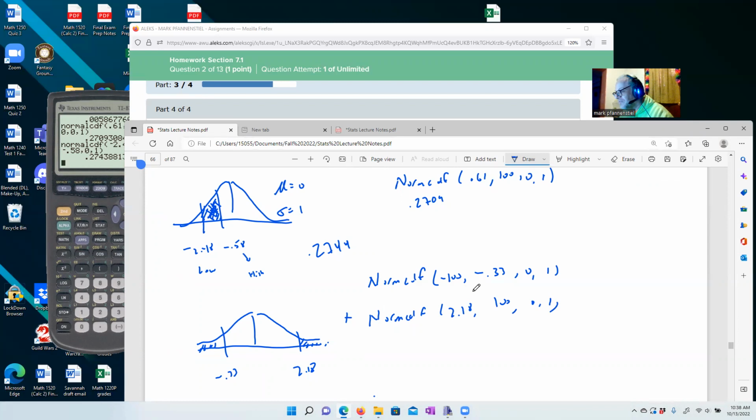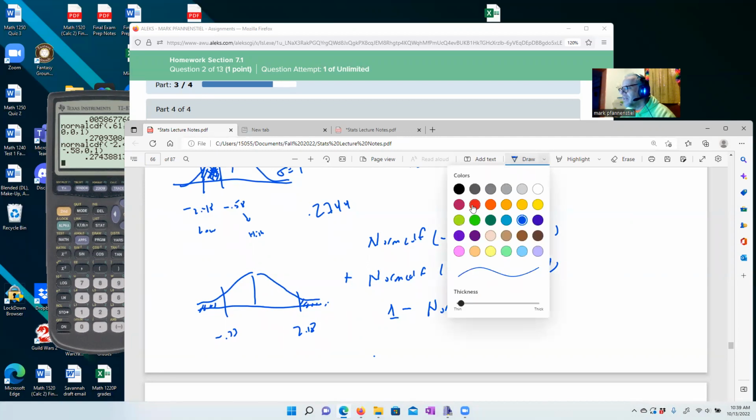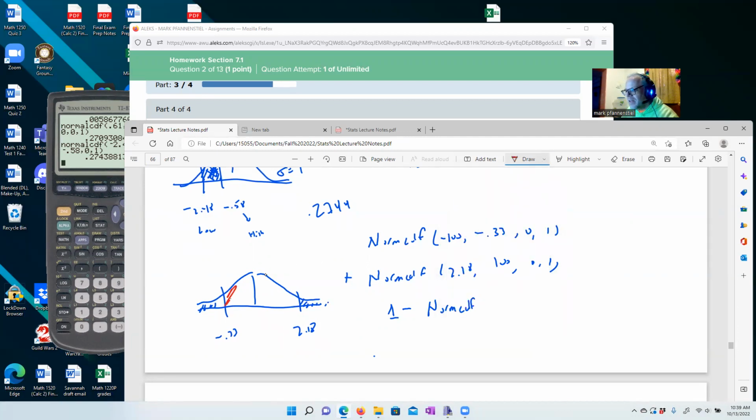Or are you ready for the fancy way? We want these two areas, but we don't want this middle area. The whole thing has to add up to 1. So 1 minus norm CDF, and let me change my color here. What I want to do is subtract out the red area, from negative 0.33 to 2.18. And that'll give me an answer.